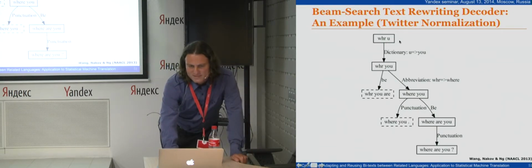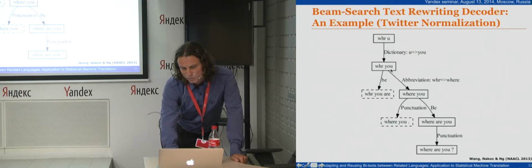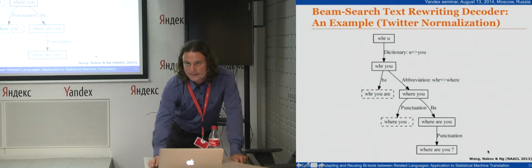So for example, you start with something like this, where you, and then you have dictionary operations that map this U to U. And then you have a tree of different kinds of options that you search. And you transform this into where U, and then again, this word into where U, and then you insert the verb to be, and then you insert punctuation, and you end up with where are you, right?